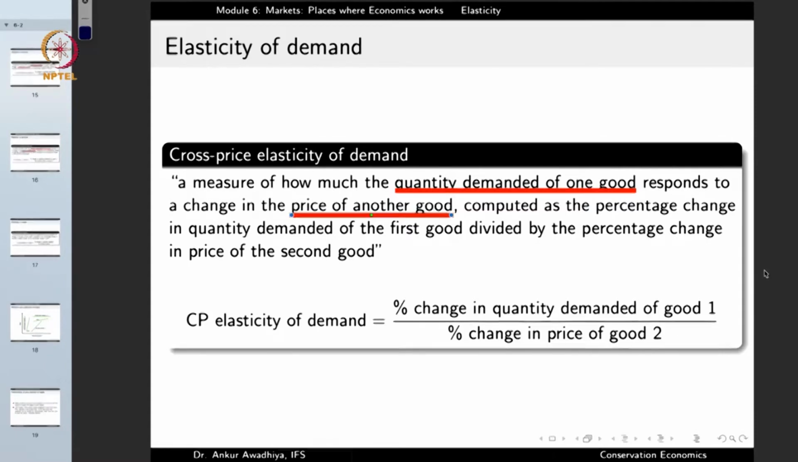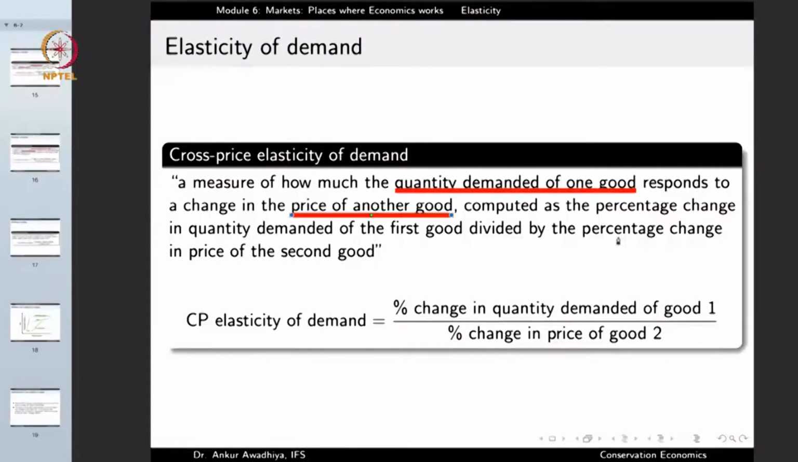Now, in the case of cross price elasticity of demand, the question that we are asking is if the price of one good increases, what is the impact of this increase in price on the demand for another good? So, for instance, if the price of rice increases, will it lead to a change in the demand for wheat? Because when the price of rice increases, people would probably go for consuming less quantity of rice and they will want to have more quantity of wheat because rice and wheat are substitutes.